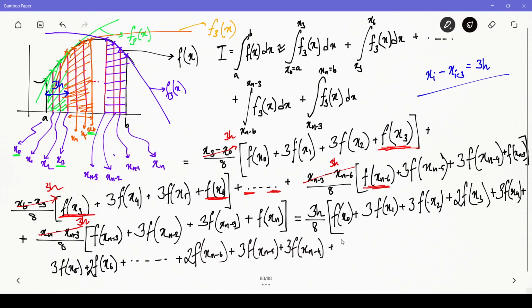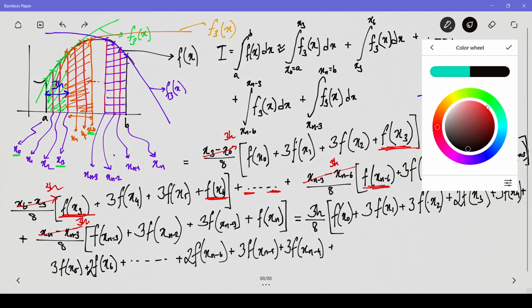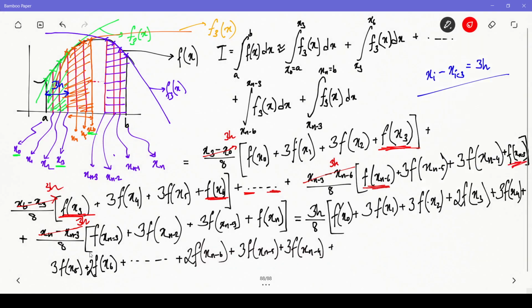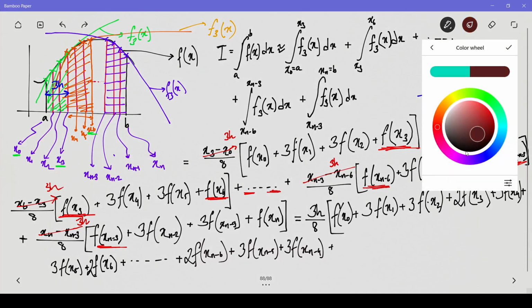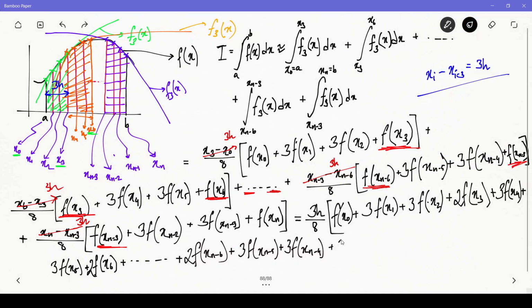plus, again we do the same thing for f of x n minus 3, right? One time it's appearing here, and another time it's appearing here, right? So these two together form 2 times f of x n minus 3, right? Fine.